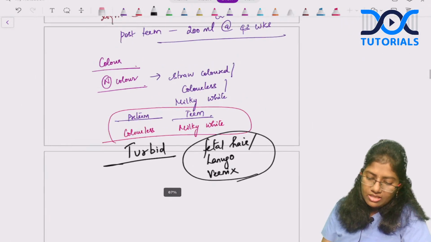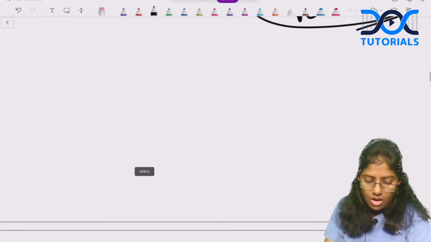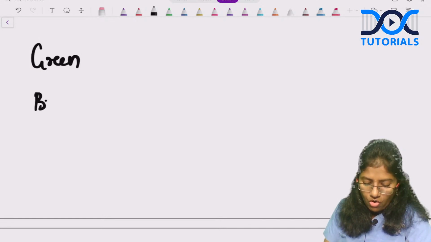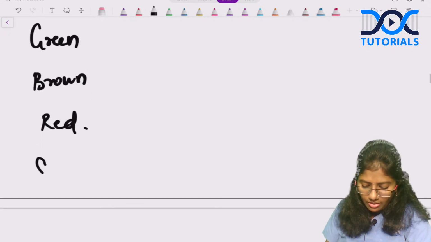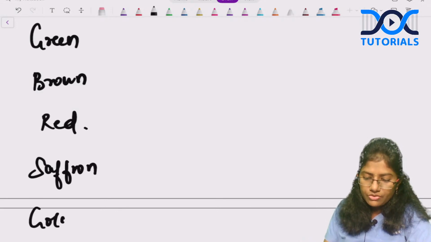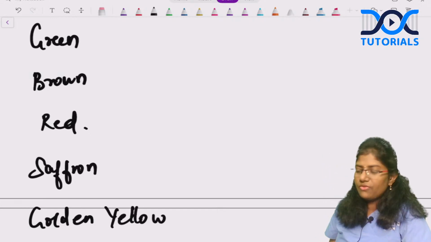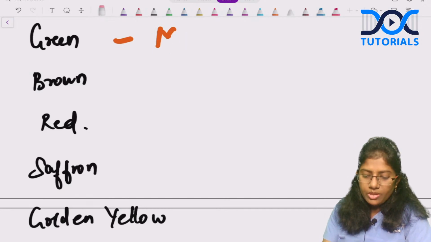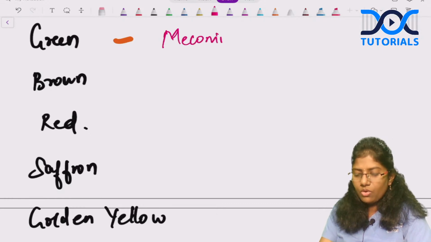Among the abnormal colors, we have green, brown, red, saffron, and golden yellow. Now quickly tell me, where do you see green? This is very common, most of you know. Green is meconium stained liquor.